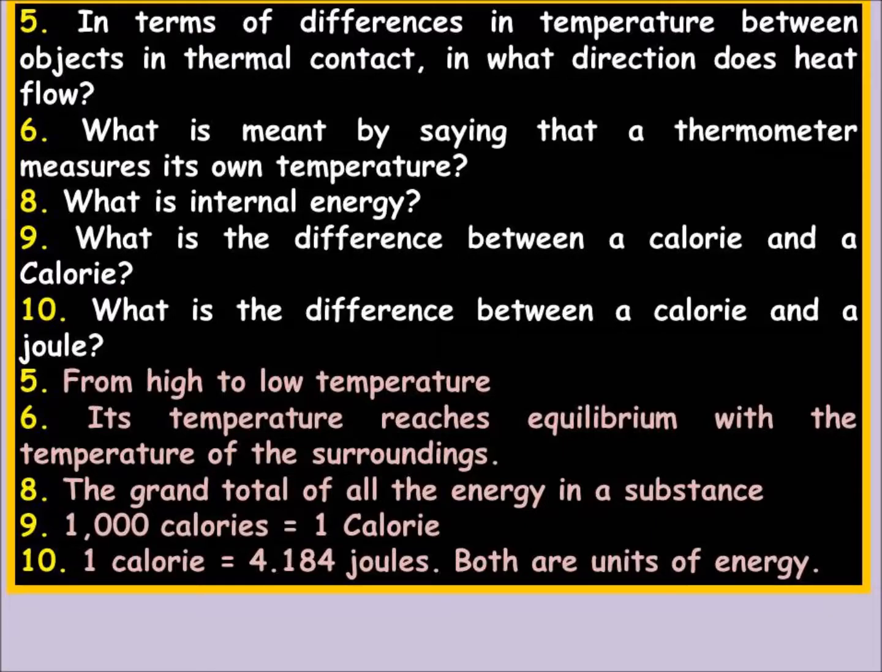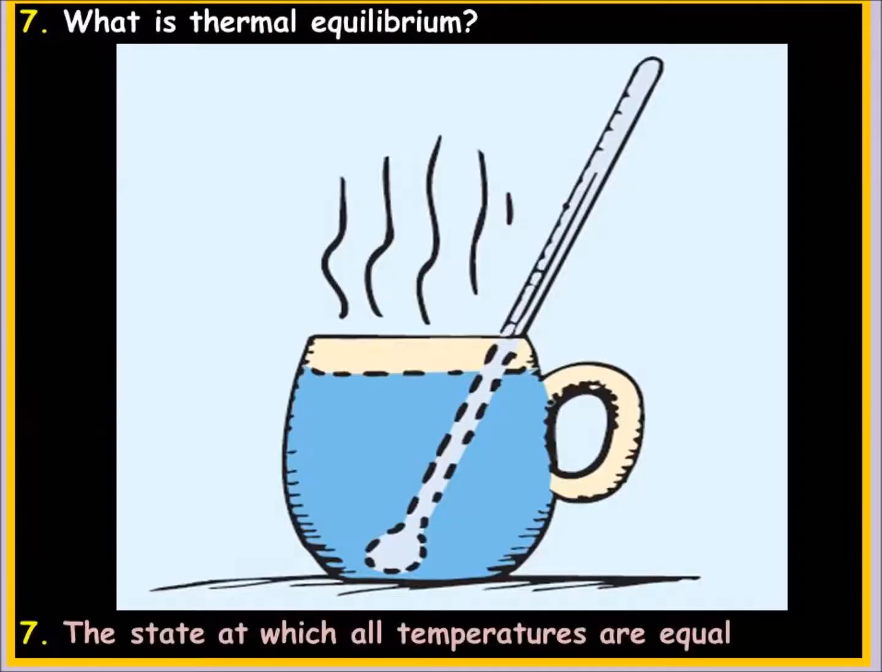So let's talk about number 6, and we'll continue it on the next slide. It has to do with thermal equilibrium. When I take a cold thermometer at room temperature and put it in very hot water, the heat will flow from the hot fluid into the thermometer, heating the thermometer.